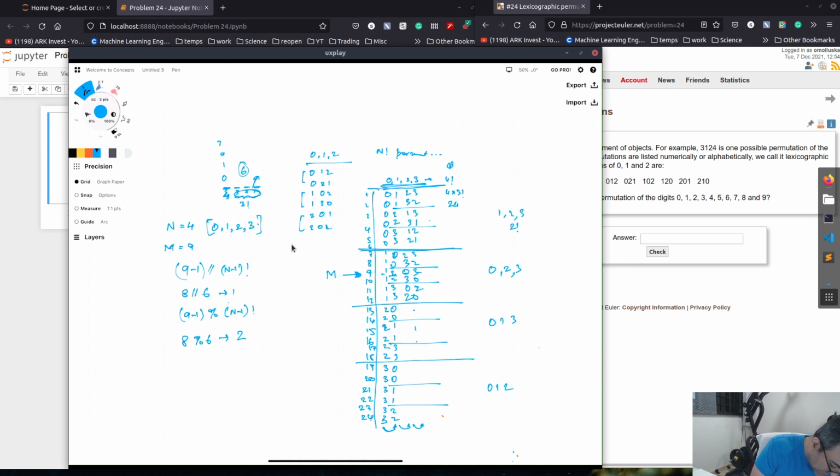Now we know that it's 1. So wait, I think I have a better way of thinking about it. Let's think about it. So now we know that the first digit is 1. So that's the first digit.